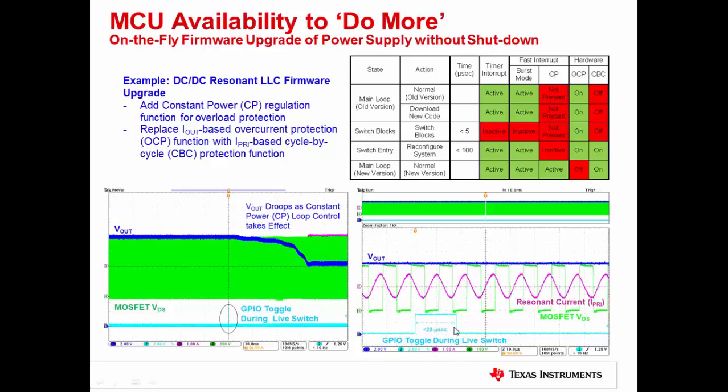A GPIO is made to toggle when the firmware switches, and it's very clear that the output voltage of the power supply and the resonant current of the converter are completely unperturbed. The evidence of the new firmware kicking in is very clear because of the output voltage drooping, because this switch was performed at a condition when the power supply was operating in overload condition. Since the original firmware did not have the constant power function, it continues to regulate at the output voltage, while the new firmware droops the output voltage, showing that the constant power function has taken effect.